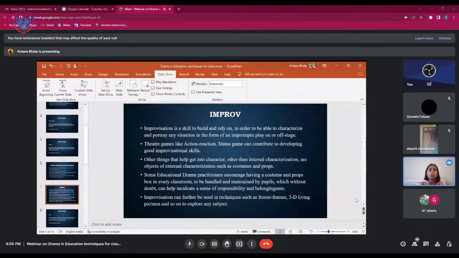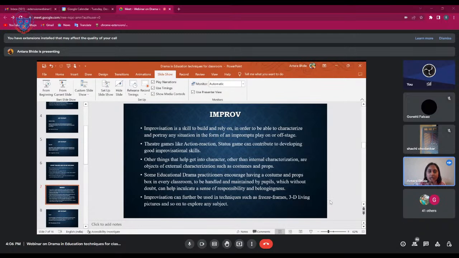In freeze frames, you can give them topics like create traffic, create a sunset, create a hiking trip or something like that. And then you can ask them to connect the three in a story. The ones that made the freeze frames connect them in a story, and it'll be a new story that they made. In 3D living pictures, it's basically to understand the context, the existing content in the textbook. It's to understand that better.